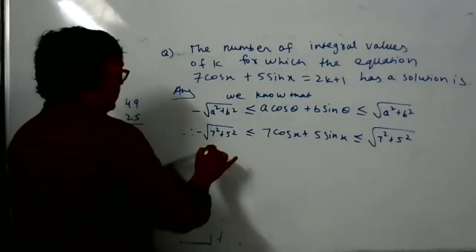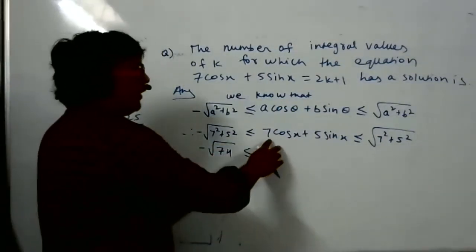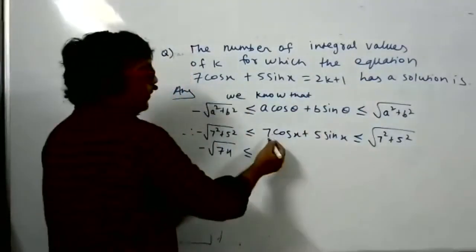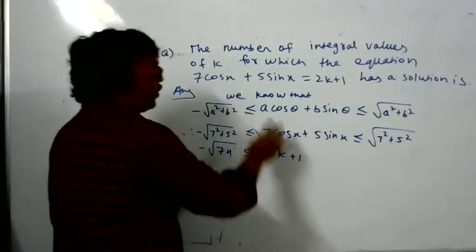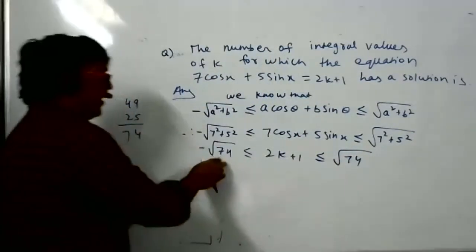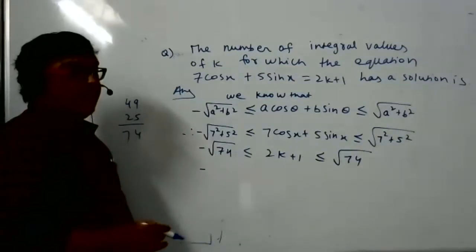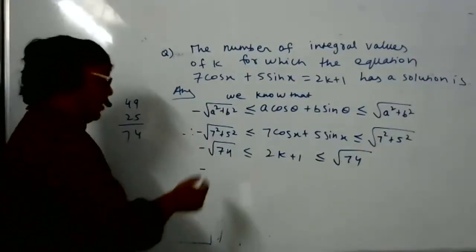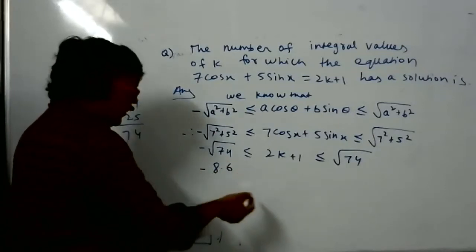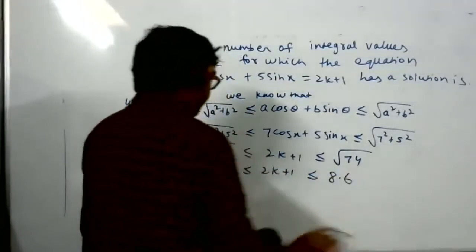Minus root 74 less than or equal to, but student, what is 7 cos x plus 5 sin x equal to? That is equal to 2k plus 1. So in the place of this, we can write 2k plus 1, because in the question they told it is equal to 2k plus 1. And here also root 74. What is the approximate root of 74? See, 8 square is 64, 9 square is 81. So it will be something like 8 point something, 8.6 suppose. We want approximately, not exact. Suppose approximately 8.6.